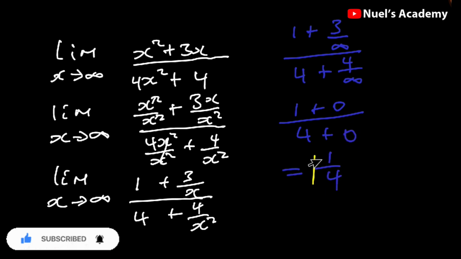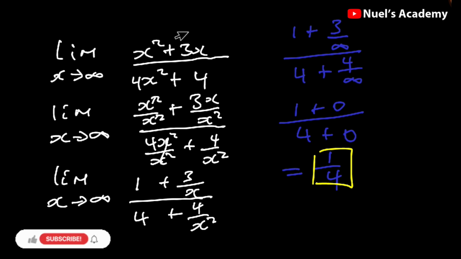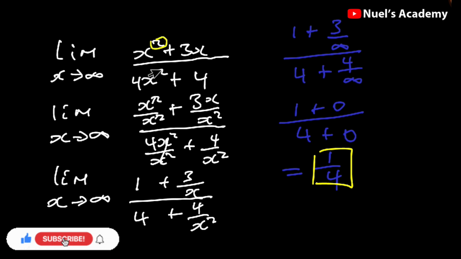Now what does this one tell us? Anytime we are dealing with polynomial expressions in both the numerator and denominator, and the exponents or the orders are the same, then the answer is simply equal to the coefficients of the numerator over the coefficients of the denominator, of the variables that have the highest order or exponent. So in this case the answer is 1 over 4, as you just see here.